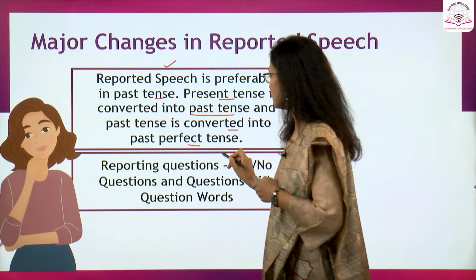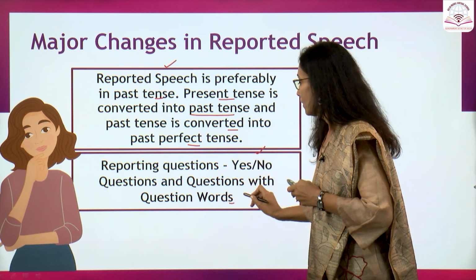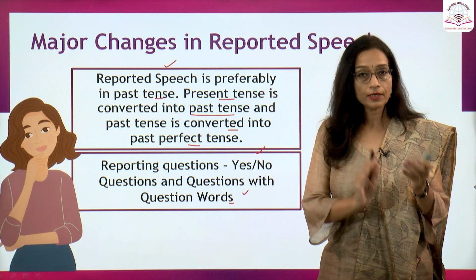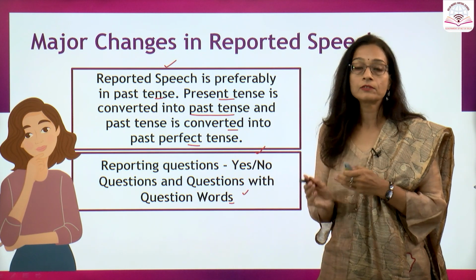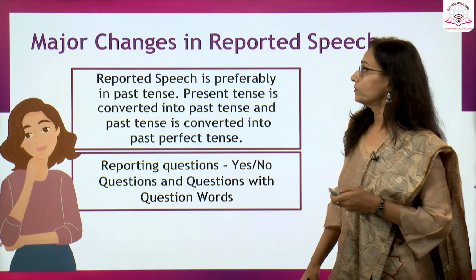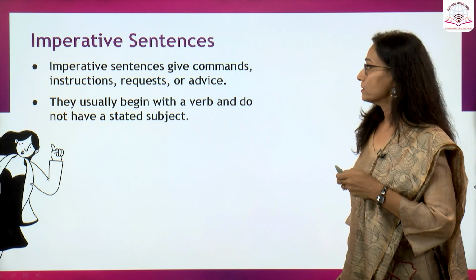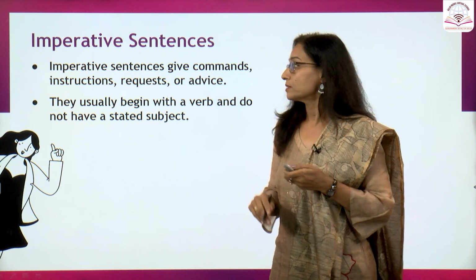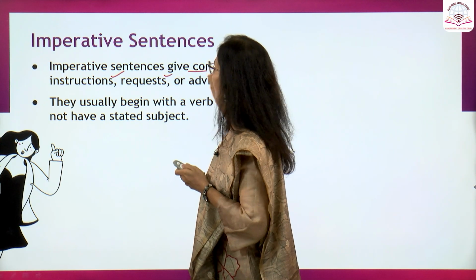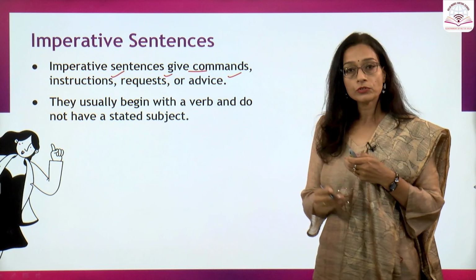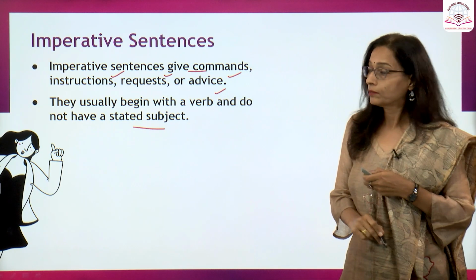Talking about the questions, they can be of two types, yes-no questions and questions with question words. In case of yes-no questions, we use if. In case of questions with question words, we use the question word itself. Now, our today's topic is imperative sentences. What are imperative sentences? Imperative sentences, they give us commands, instructions, requests or advice. They usually begin with a verb and do not have a stated subject.